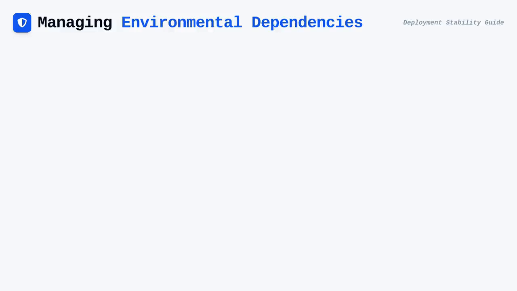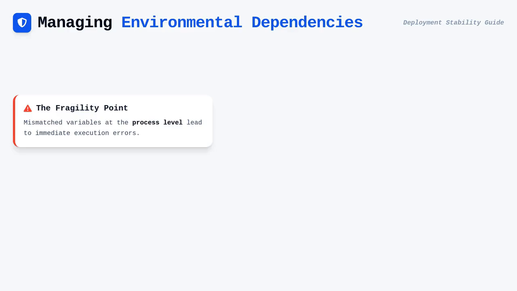Environmental dependencies often represent the most fragile aspect of a deployment. We must map variables at the process level to environment-specific values that exist in the target system. If a process expects a file path or a URL stored in an environment variable, failing to package the reference or missing the initialization in the destination environment causes an immediate error.